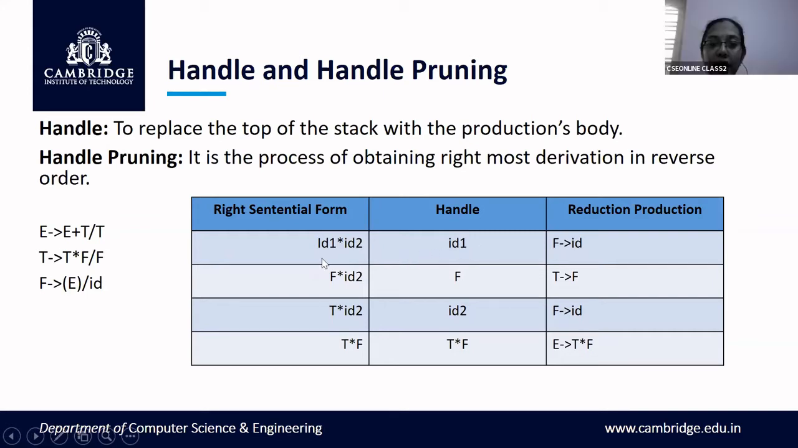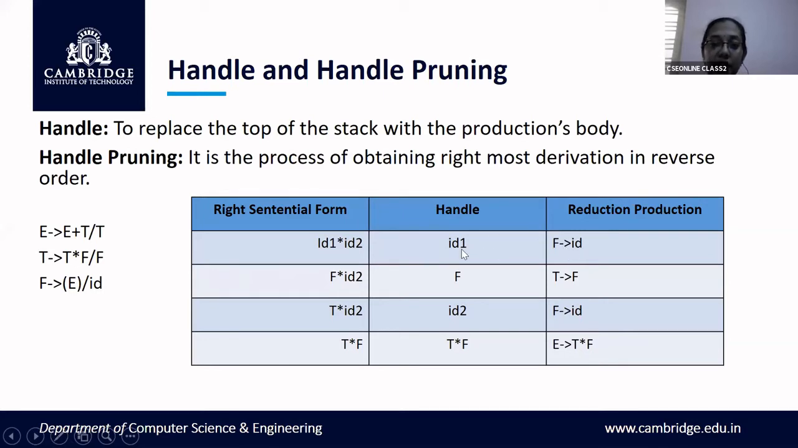So you don't have the entire string matching with the entire production rule, ID1 into ID2. You don't have F derives ID1 into ID2. It is only one identifier. Okay. So the substring is called the handle here. F derives ID1. So ID1 is the handle here.